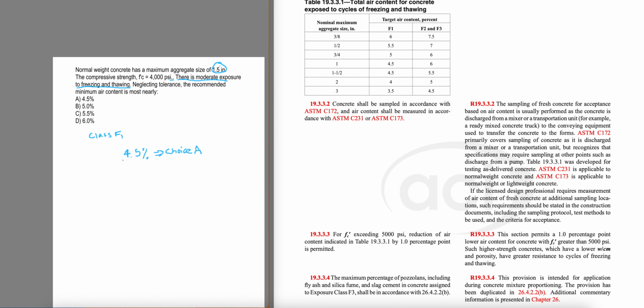And that's a good example of a question for the PE that is a simple lookup question, right? This question is very simple. It's just checking that you are able to read the question, know what chapter of ACI to go to, and be able to use some simple tables in order to determine a design property, such as the minimum air content that we need for exposure to freezing and thawing.